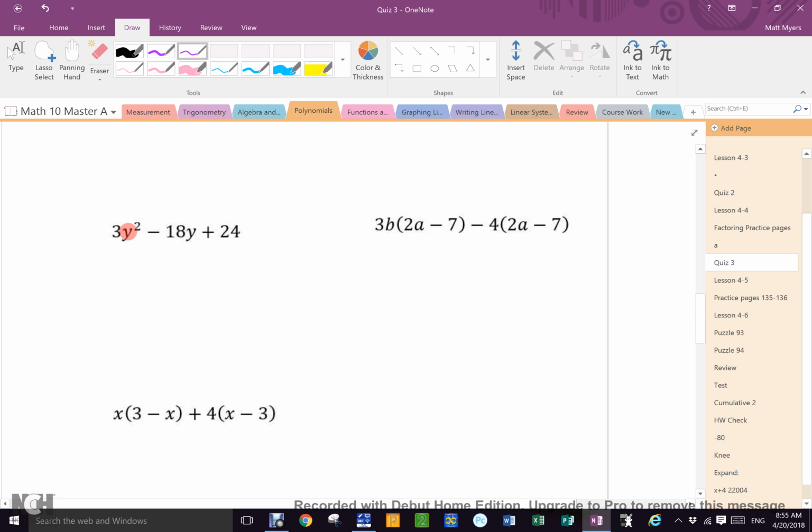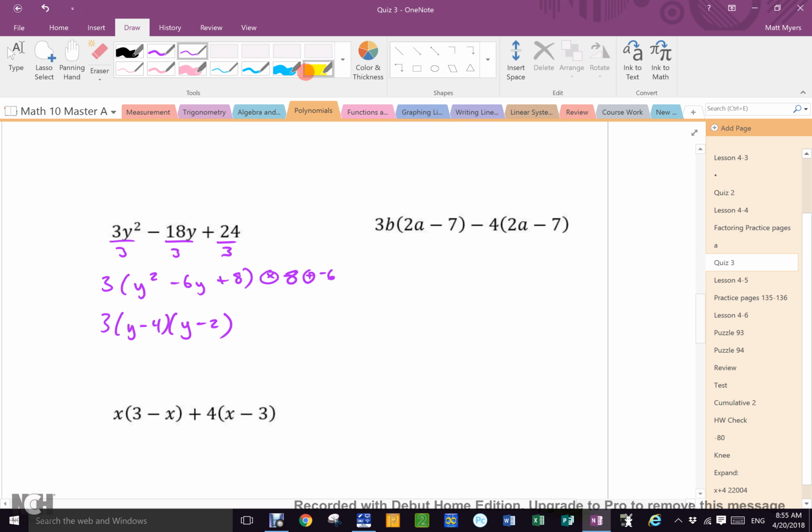All right, what don't I like there? The 3, so I get rid of it. If I'm lucky, it'll work all the way through. Does it? Yep. 3y squared minus 6y plus 8. Now I need the factors of positive 8 that add to negative 6. Multiply to 8, add to negative 6. What are they? Minus 4 and minus 2.